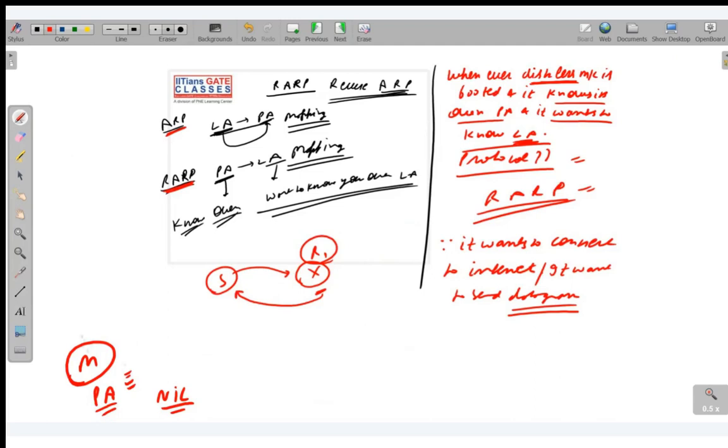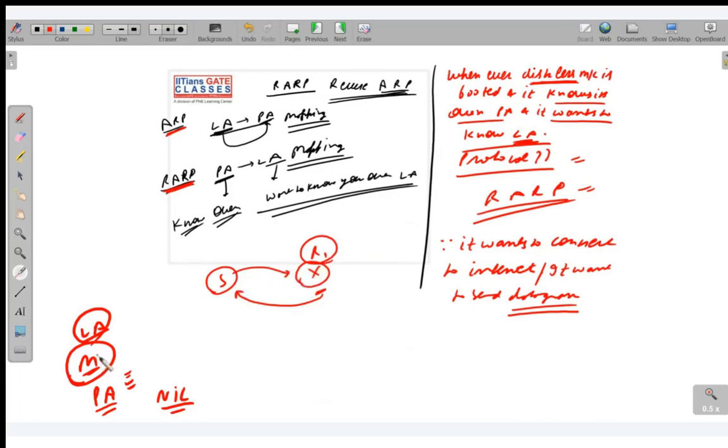The problem is that it wants to know its own logical address. So who will keep its logical address? Who will take this much headache, to store the logical address of this machine? This is a very basic point. In ARP, the sender wants to send a message to this router and it knows the IP address of the router, but it does not know the physical address. Obviously the router knows its own physical address, that's why it was able to reply and the sender was able to get the physical address. It was a very easy task.